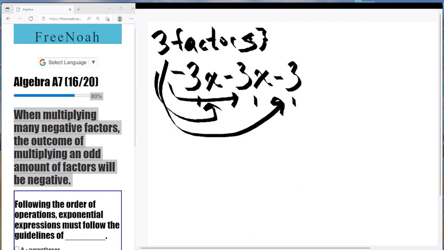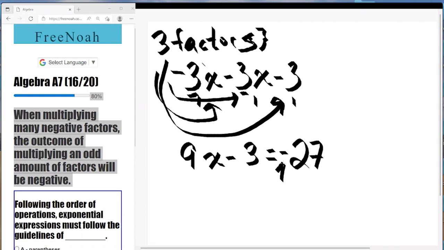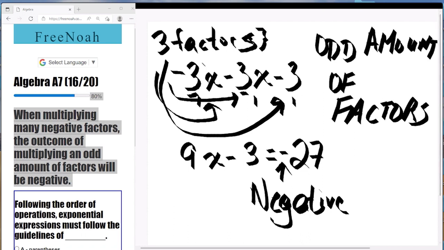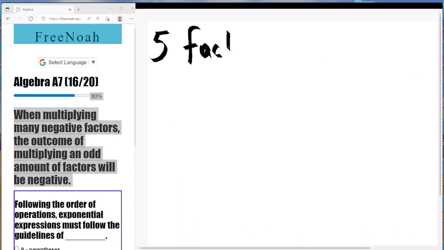Let's see here. There are 3 factors, 1, 2, 3, and the rule states that ultimately we're going to come out to a negative. Alright, negative 3 times negative 3, well, that gives us a positive 9, and then we're going to bring down the remaining negative 3. 9 times negative 3 ultimately gives us a negative 27. Notice that we have a negative because a positive times a negative is a negative. So this is an odd amount of factors when multiplying negatives.